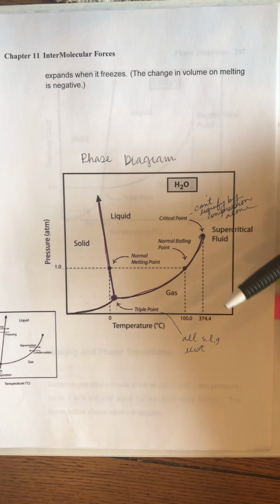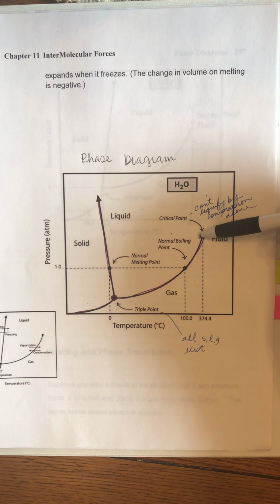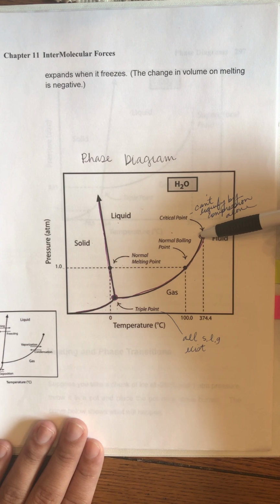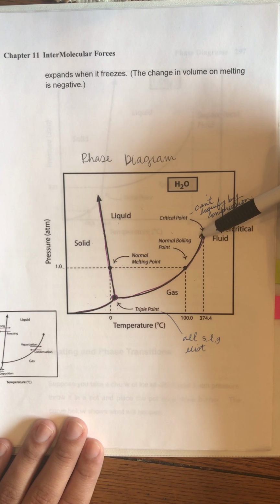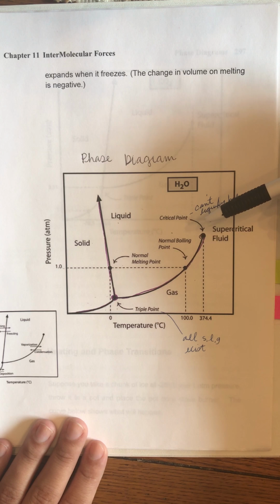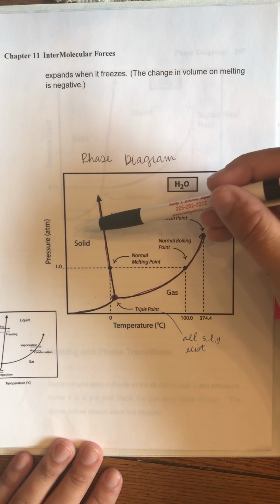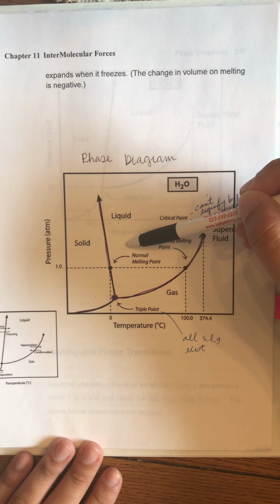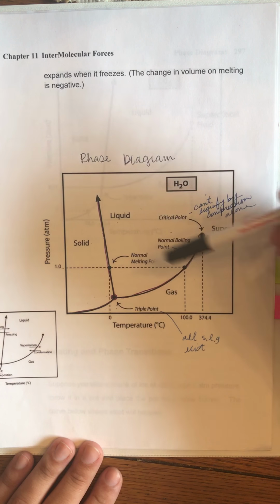And the last point that he might ask you about is called the critical point. So it'll be wherever the gas and liquid phases meet, all the way over here at the very end. And you cannot liquefy by compression alone, right here. This is at the critical point. So if I were to go from solid to liquid this way, right, that would be melting. Liquid to solid, that would be freezing.